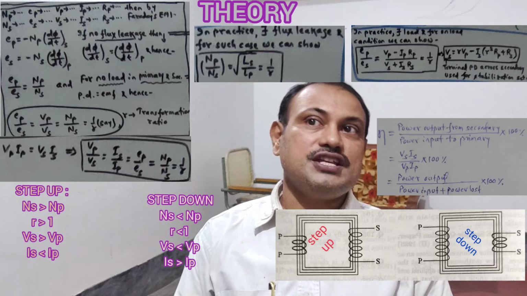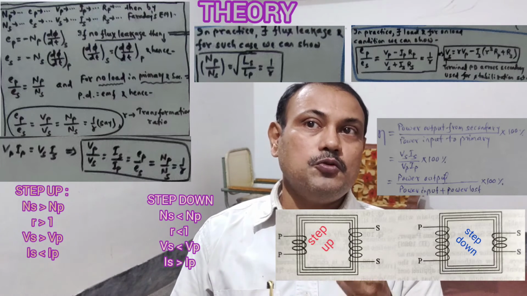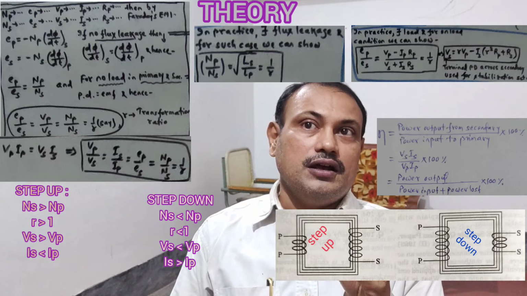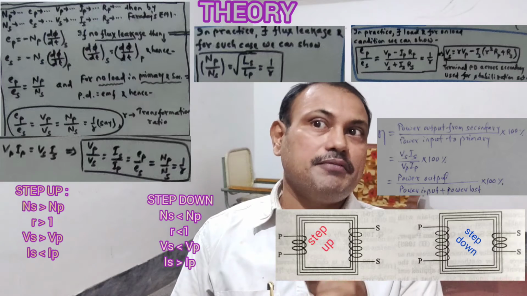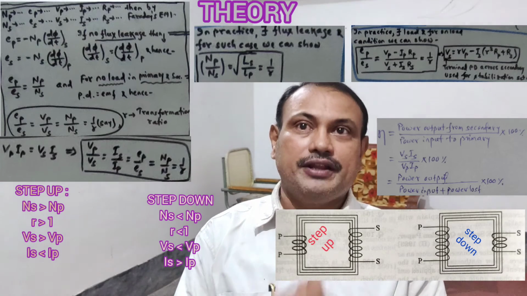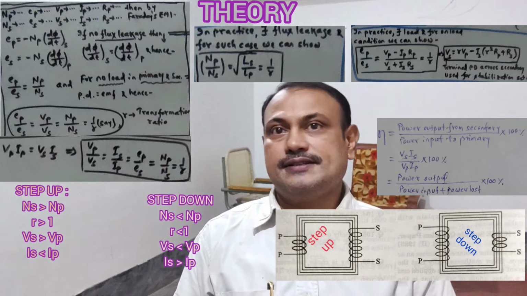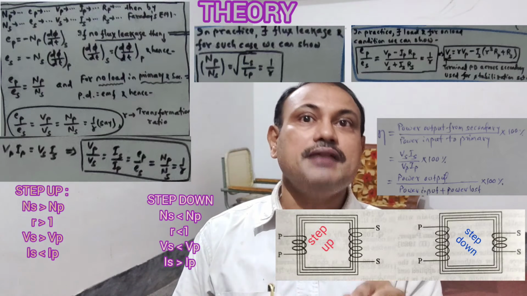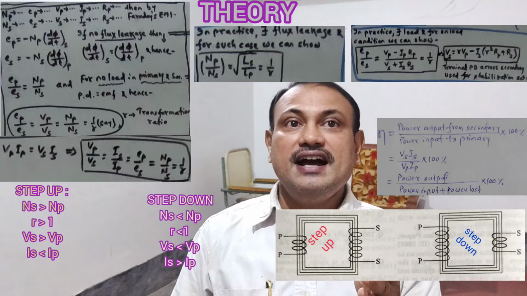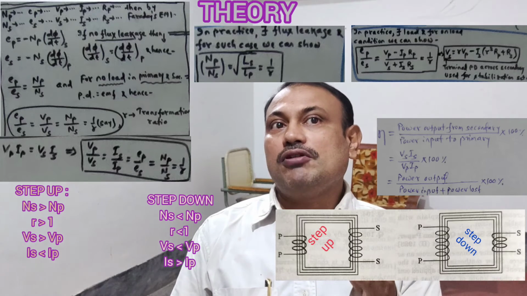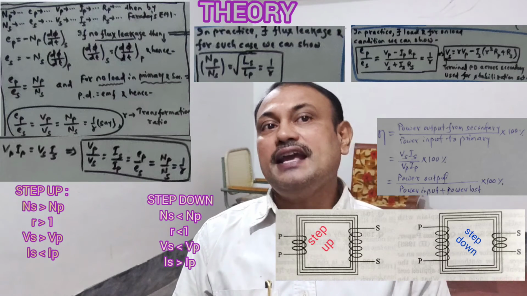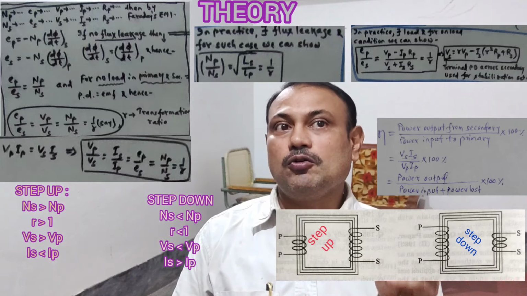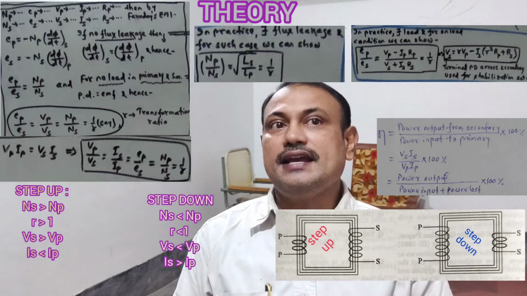Percentage efficiency, if you see, is equal to the output power obtained from secondary coil divided by input power given to primary coil into 100%. That is equal to the ratio of VS IS by VP IP times 100%. It's eta, which is the efficiency, equal to input minus losses by input, and that is equal to 1 minus losses by input. Now what are these losses?